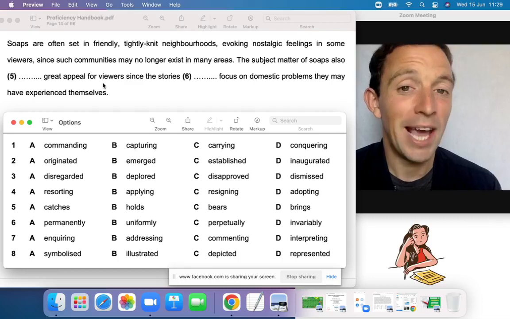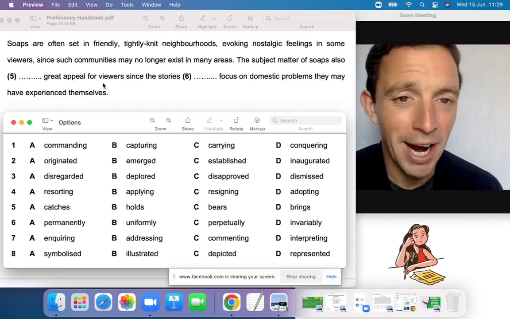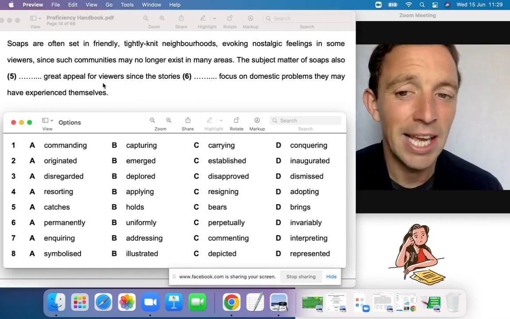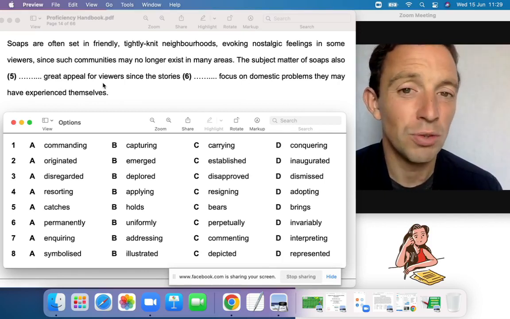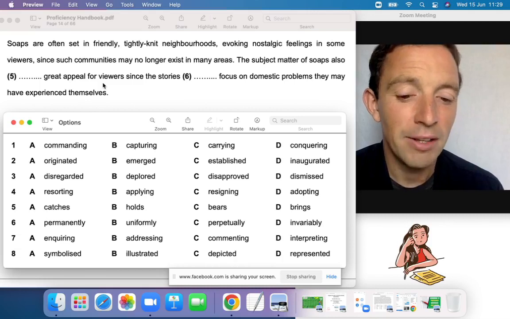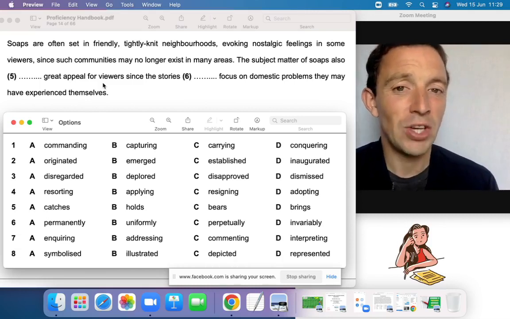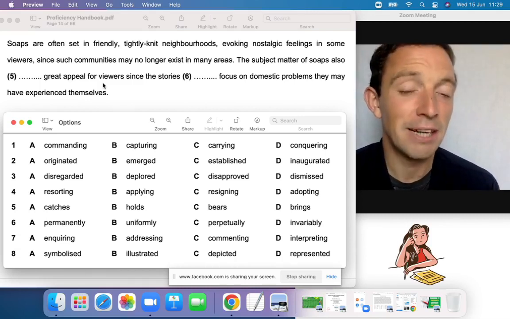So the best way, as you probably know, to prepare for these exercises is to read a lot. You must try to read as much as you can, different sources, different pages, different books, different magazines, different journals.